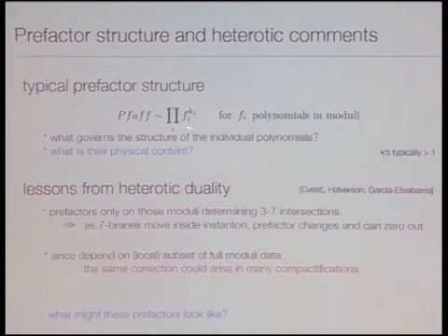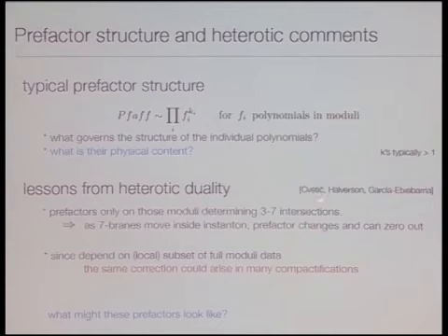So one of the questions that you might ask is, what is the physical content associated with each one of these polynomials f_i? And I should point out, because it's relevant for discussions of the scalar potential, that in all of the known examples I've seen, k is typically greater than 1. So that is an important thing.